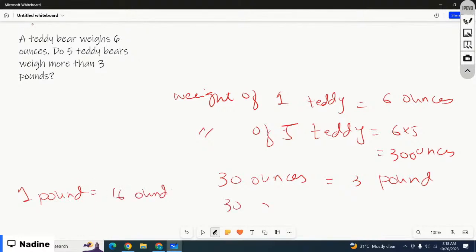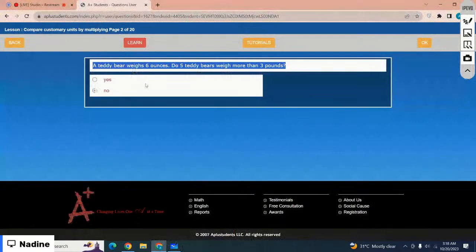So 30 ounces, and when you convert these 3 pounds to ounces, 16 times 3 is 48 ounces. You need to convert pounds to ounces, right? So 30 is less than 48. 30 ounces is less than 48 ounces. That means the weight of 5 teddy bears is less than 3 pounds, right? The correct option is no, the weight of the 5 teddy bears is less than 3 pounds.